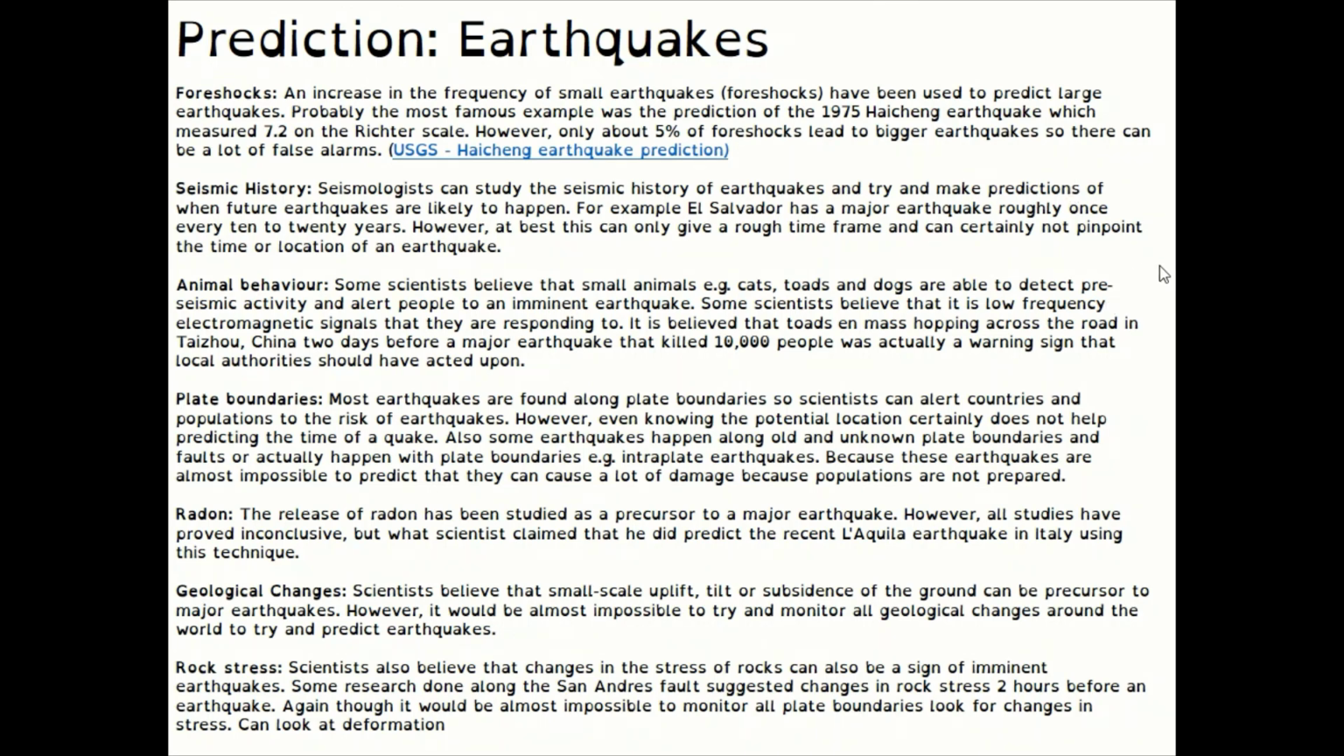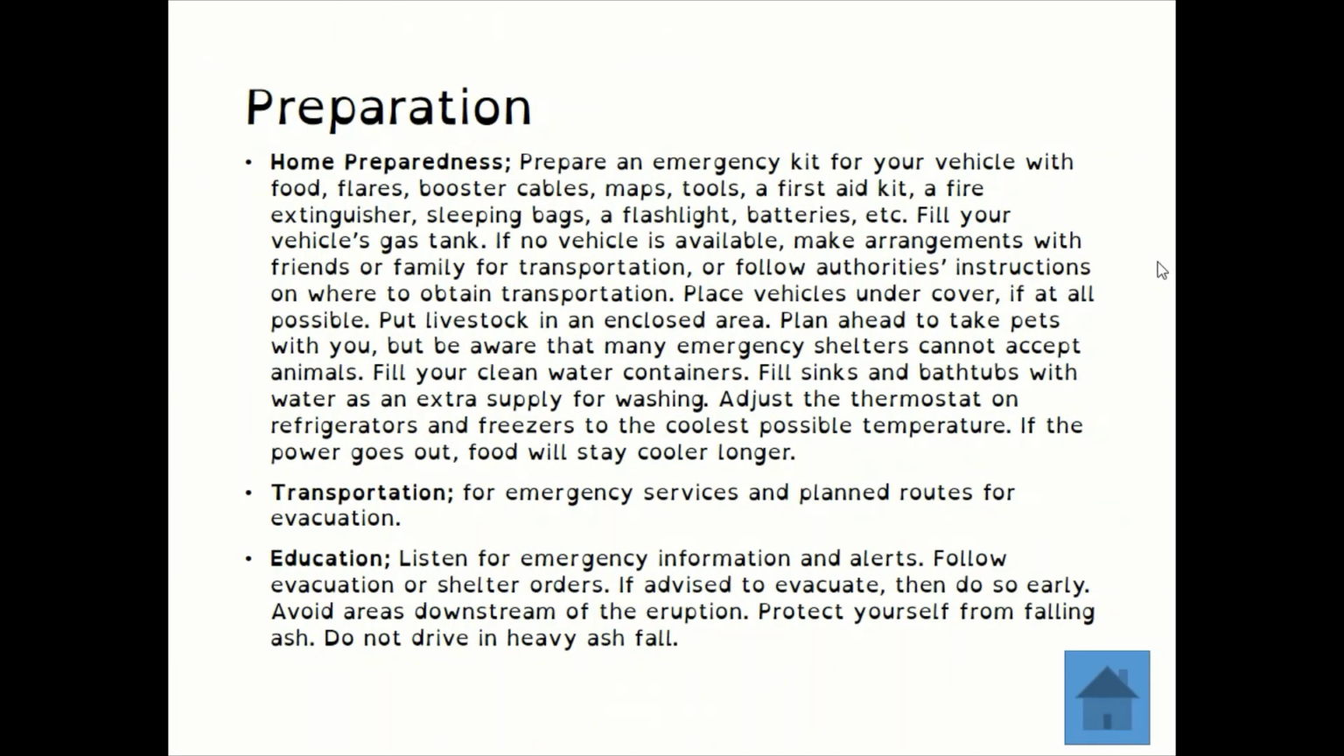Okay, there's lots of signs. Read through them. Oh, that's earthquakes. So yeah, that's pretty much it.